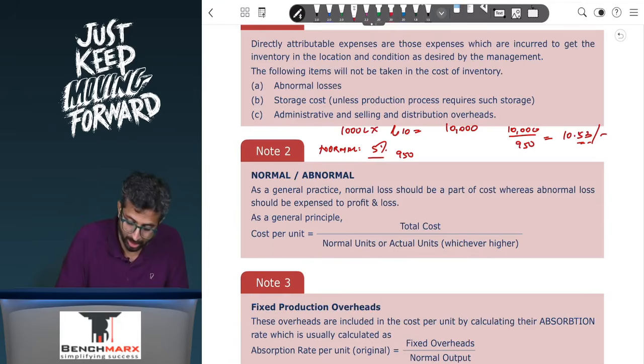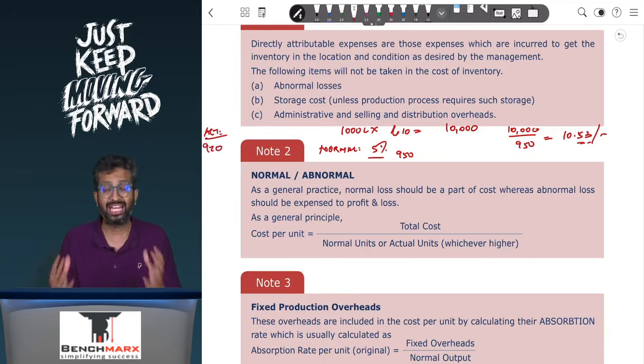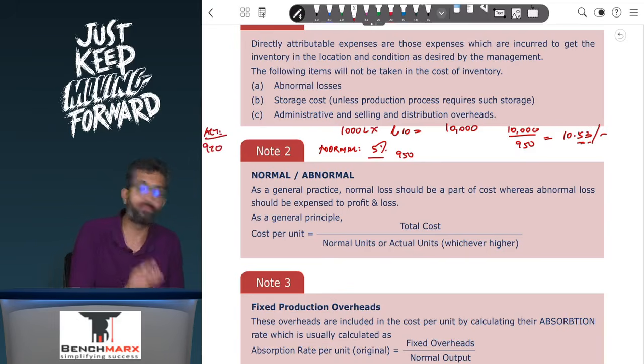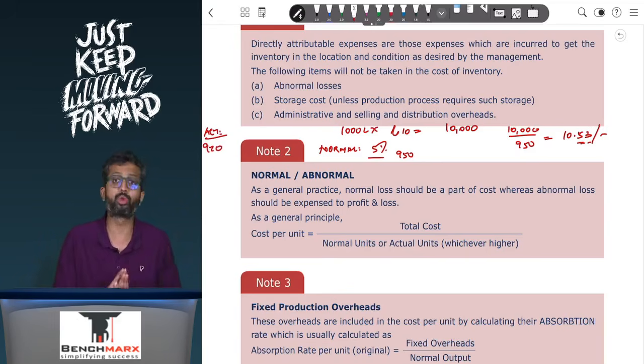However, it is very much possible that you normally expected that you will receive 950 liters, but you actually received only 920 liters. That is, there was 80 liters of total loss, out of which 50 is normal. That means the remaining 30 is abnormal. What do you do with the abnormal loss? So it will go to the P&L account.